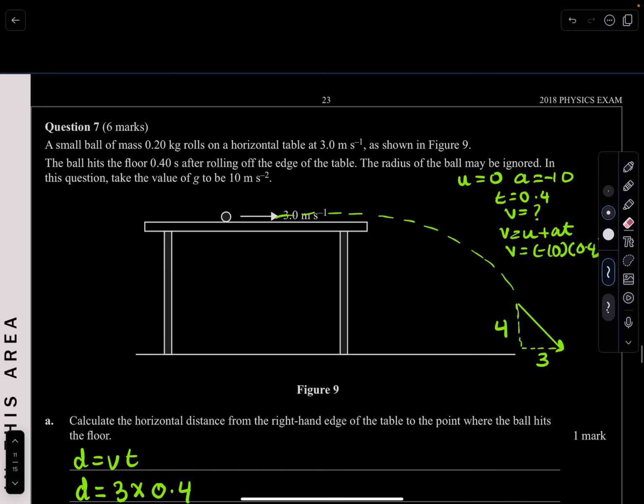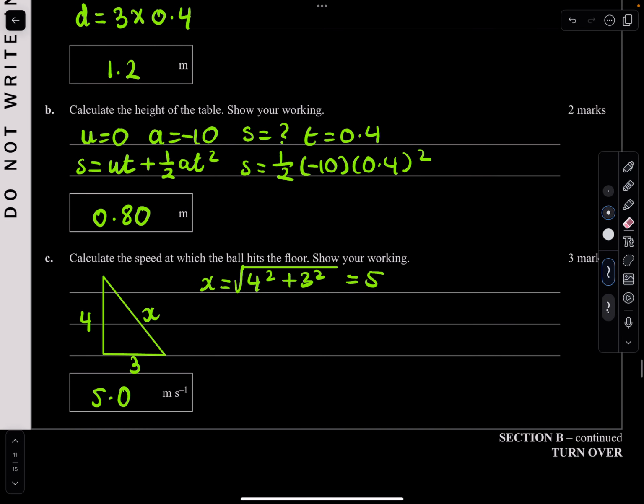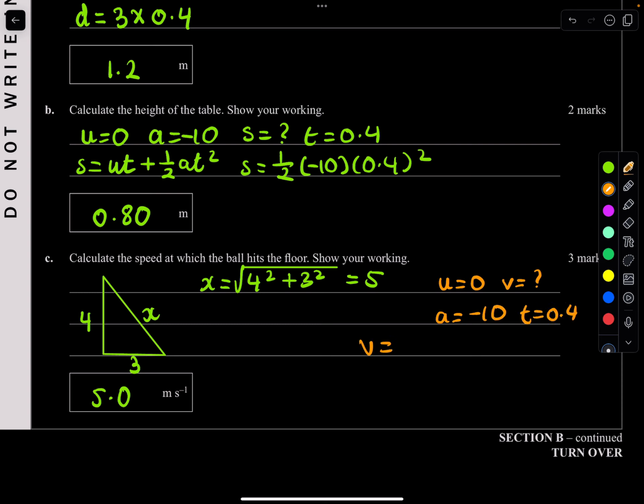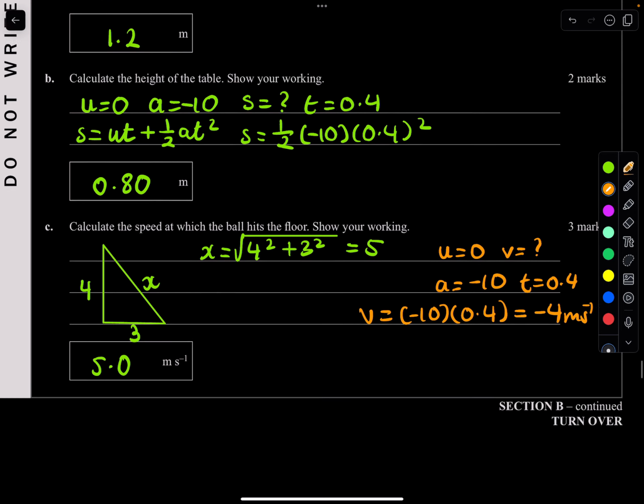And we do want to show some extra working out, because it's 3 marks. We said that U equals 0, V is what we're trying to find out, A is equal to negative 10, and T is equal to 0.4. So we use V is equal to U plus AT, 0.4, which is negative 4. And so that gave us our answer.